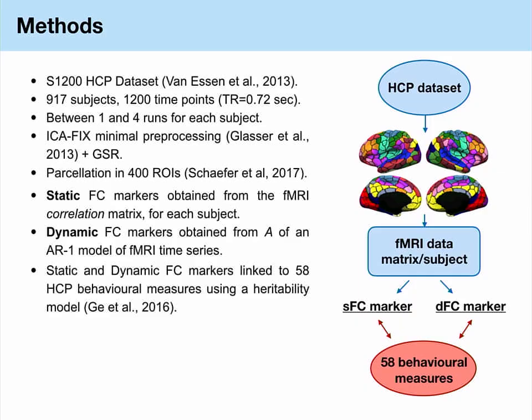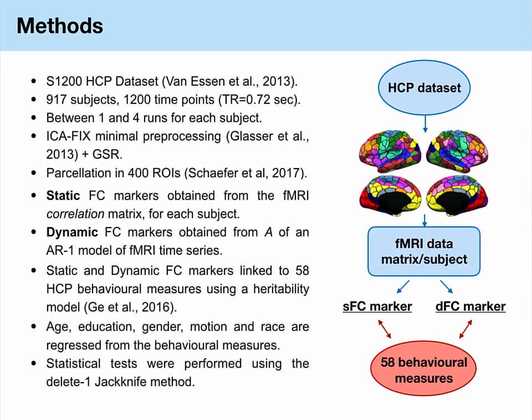Then to link these markers of FC to behavioral measures, we use a heritability model. So we will be linking the functional connectivity markers to 58 behavioral measures that are also available from the HCP dataset. We regress these parameters from the behavioral measures, and the statistical tests that I will present were done using the delete-one jackknife method.